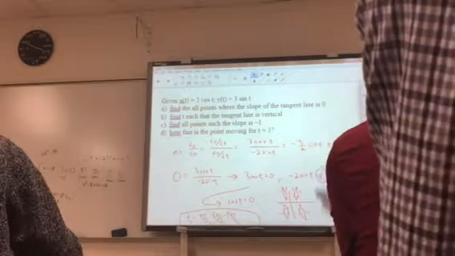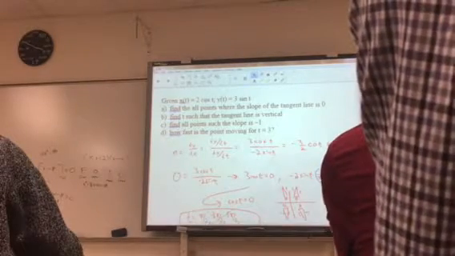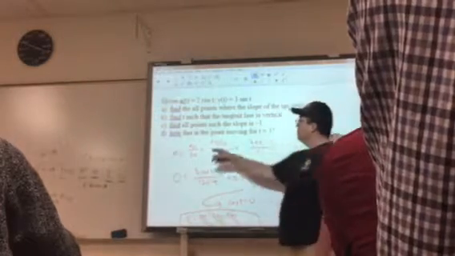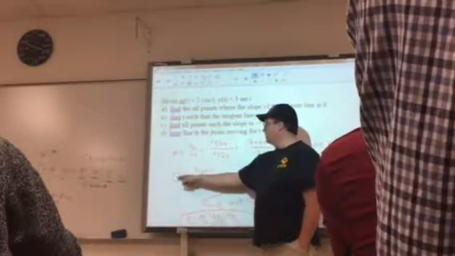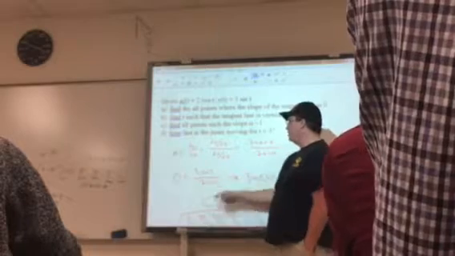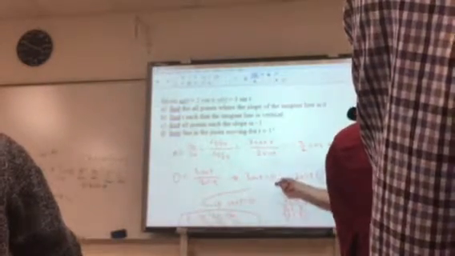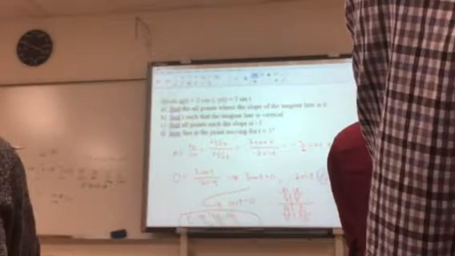You could simplify that to -3/2 cotangent, but I think that makes your life a little worse, so I'm not going to do that. We want to find out when the slope is 0. So I want the slope to be 0. So 0 equals 3 cosine over -2 sine. If I want a fraction to equal 0, the top has to be equal 0. However, the bottom must not equal 0.